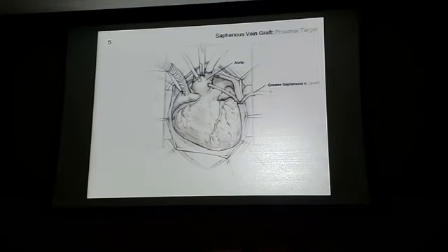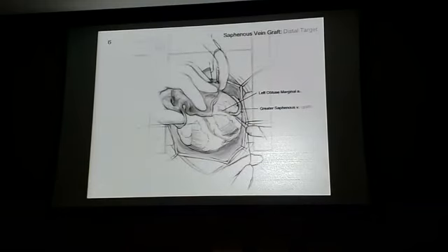In figure 5, you can see the proximal target of the saphenous vein graft. Here, an anastomosis is made in end-to-side fashion between the proximal end of the saphenous vein graft and the ascending aorta. Next, the heart is flipped superiorly to gain access to the distal target for the saphenous vein graft, the obtuse marginal coronary artery. An anastomosis is then made in an end-to-side fashion.